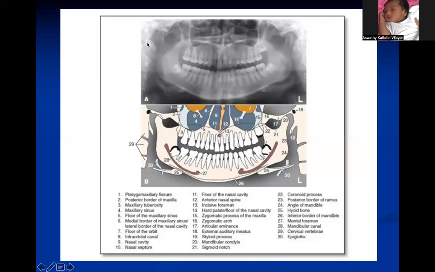Then the cervical vertebrae. Usually the cervical vertebrae shadows will be overlapped in the anterior region, so we cannot interpret the anterior region using an OPG. Then we have the epiglottis. This is the epiglottis shadow, which can be seen overlapped over the hyoid bone shadow.